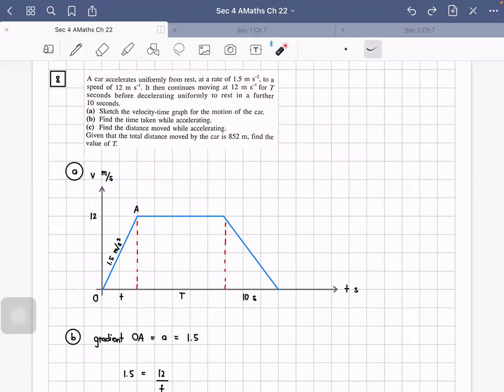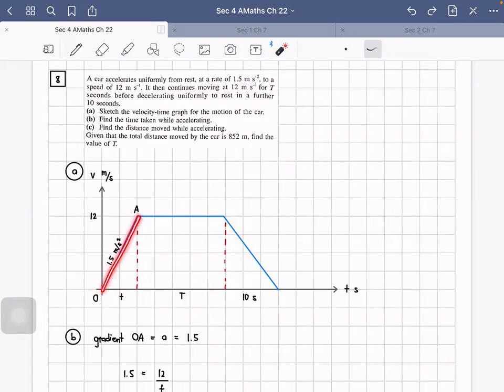Now, how do we solve the following question? Let's have letter B. Find the time taken while accelerating. So it is accelerating here, right? The acceleration is 1.5 meters per square second. So the question here, class, is what's the time covered? What is this part right here?